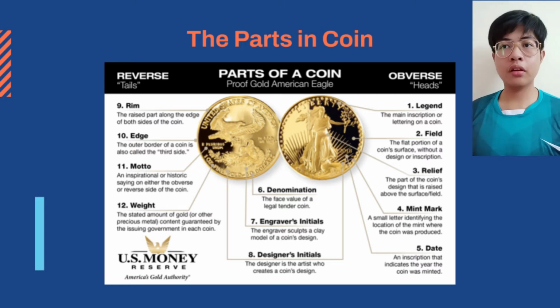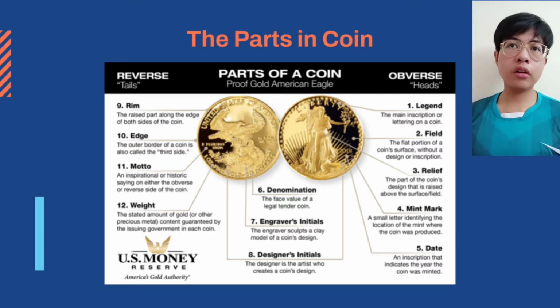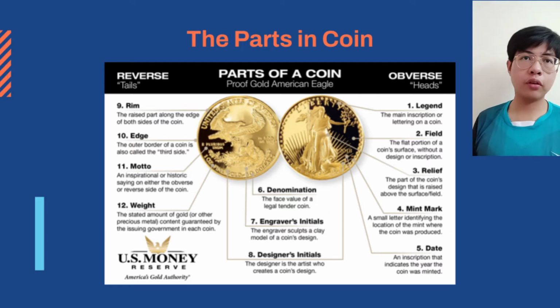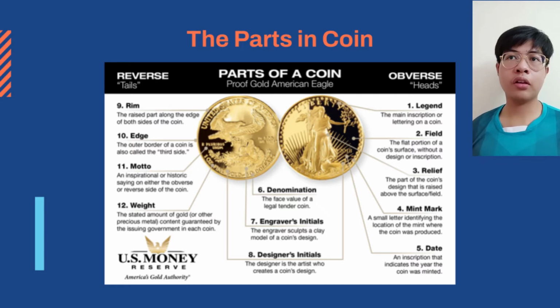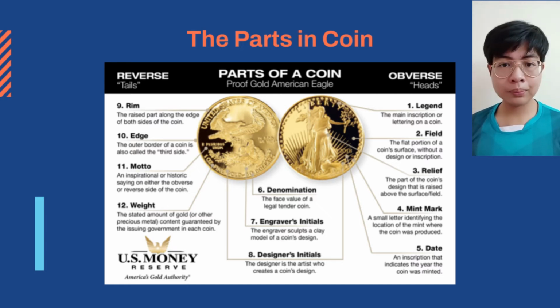It is the circular round of the coin that you can see from the edge of this coin. While number 11 is the motto, which is the inspirational saying of historical value and other philosophy. And finally, the wage. It is the amount of gold determined by the government itself.